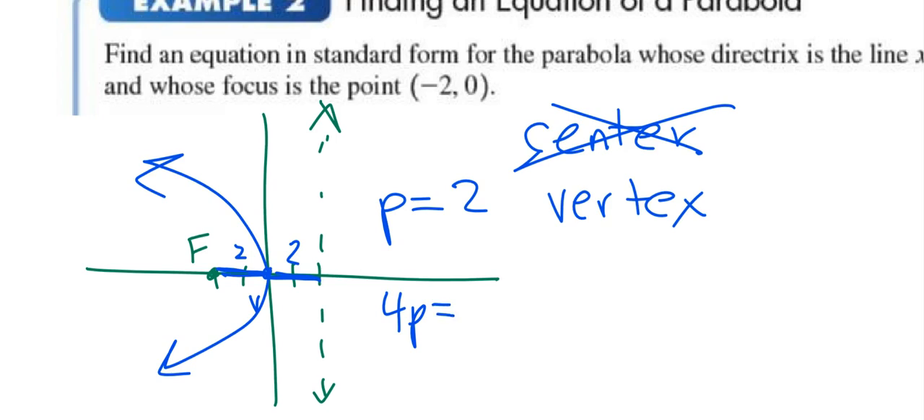Because the focus has to be inside and it has to go away from the directrix, because the directrix is never contained inside of a parabola. It has to go completely away from it. Does that make sense? Okay, what is 4p? I'm going to say 8, isn't it? Right? If 1p is 2, then 4p is 8.